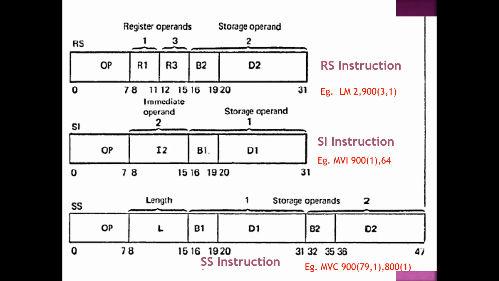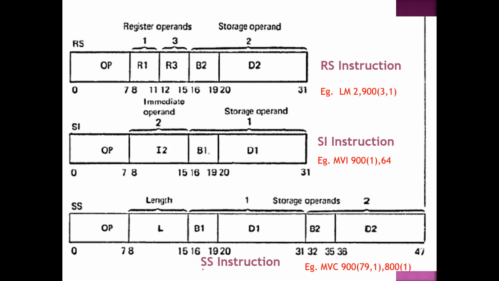So first of all, let me tell you the different types of instructions: RR instruction, RX instruction, RS instruction, SI instruction and SS instruction. In that, RR and SS are different. All the other three instructions are 4 bytes. RR instruction is 2 bytes, SS instruction is 6 bytes. So this is what you should remember.